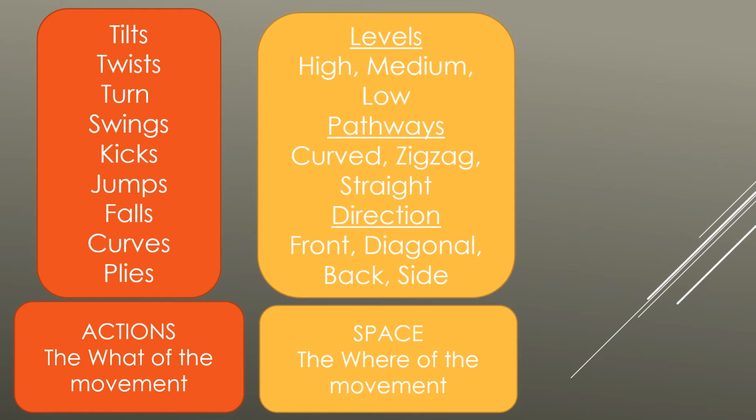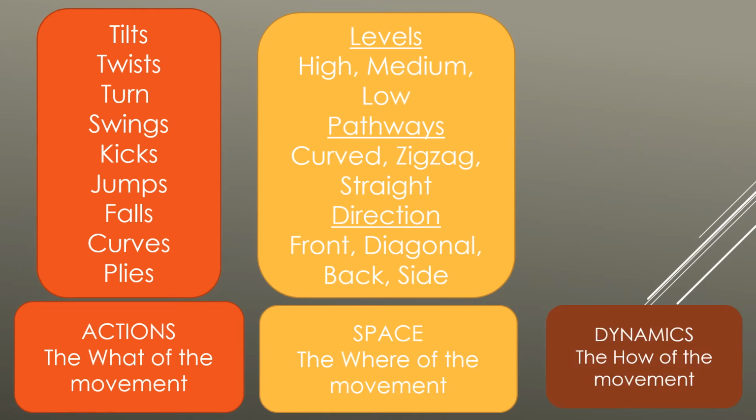Direction, so the facing of the dancer. Where are they facing? Are they facing the front of the stage, the diagonal? Are they facing dead flat to the side? Are they facing the back of the room? Where is the dancer facing? So those are your 3 elements of space.